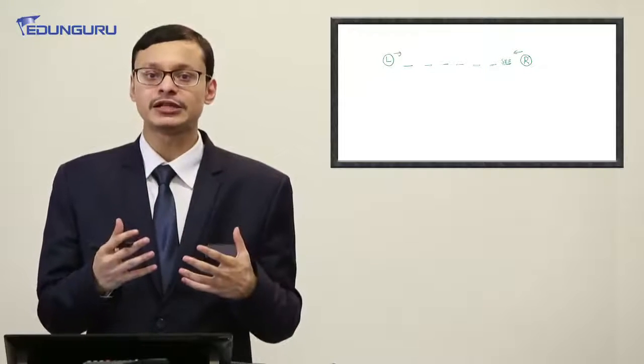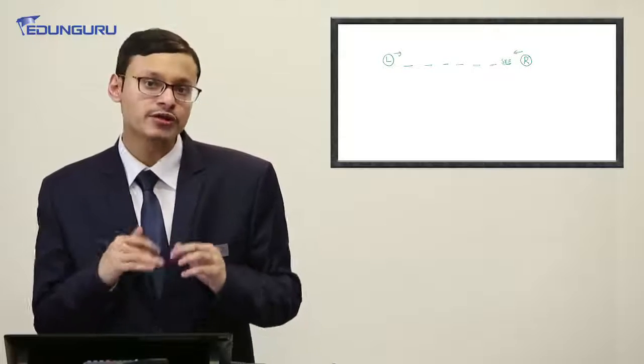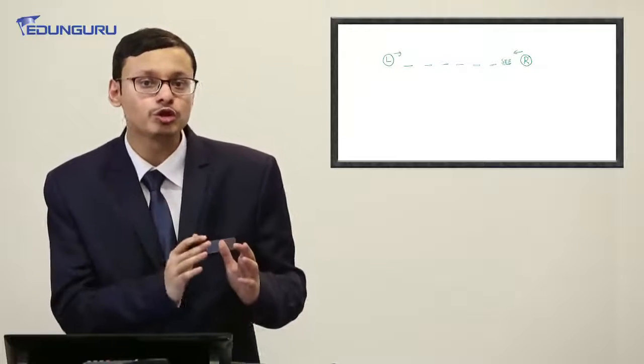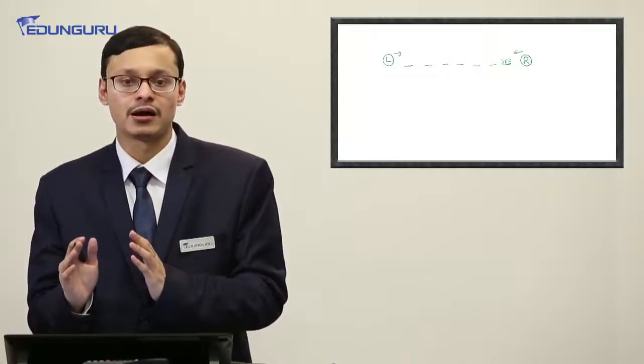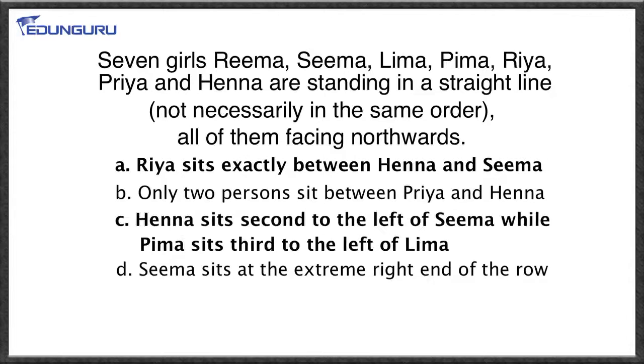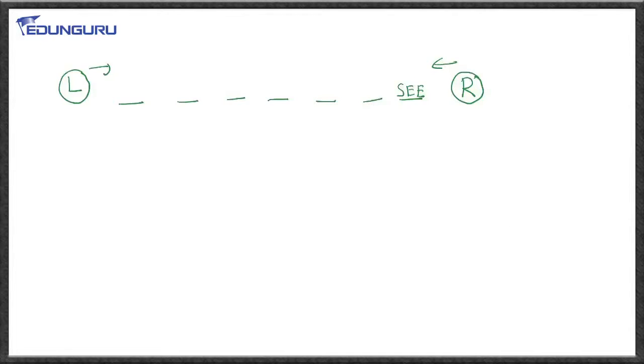But then the next important question is, in what sequence do I look at clues? I fix Seema. What is the next thing I look at? Look for those clues which are relative to Seema. Since you know where Seema is going to be seated, instead of wasting time reading other clues, look at the ones which are directly related to Seema, which are A and C. In A it says Ria sits exactly between Henna and Seema, which means Ria must be sitting next to Seema in the 6th position from left to right.